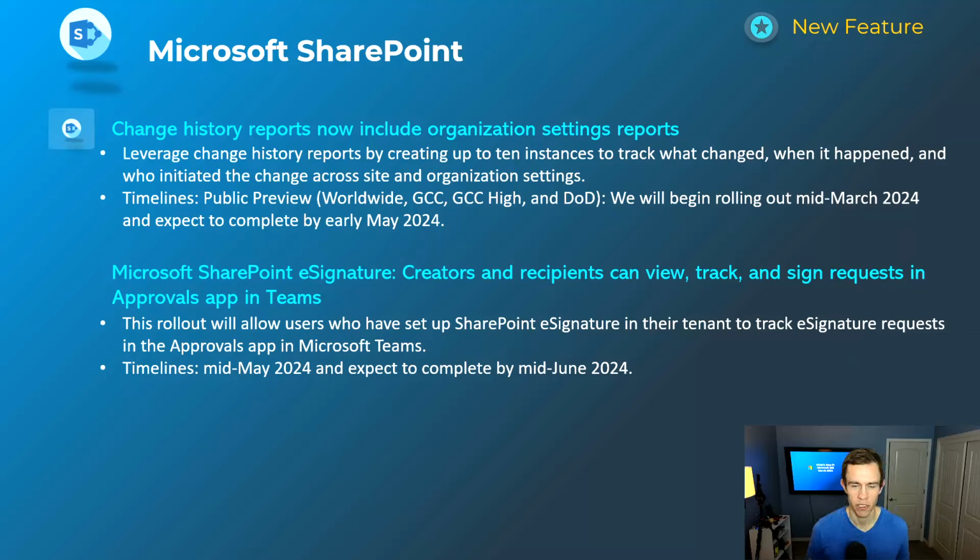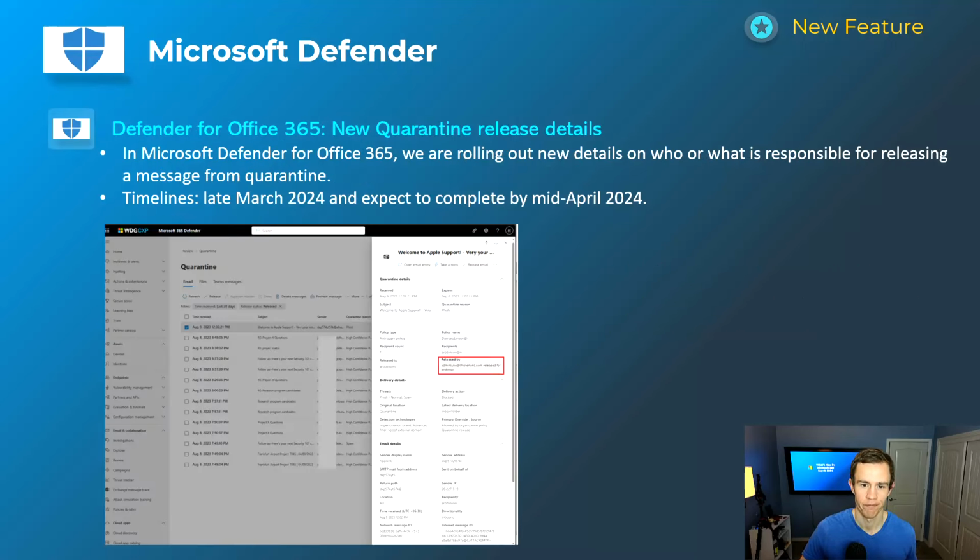And then this other one here, if you didn't already know, I mentioned this in an update video a couple months ago, but SharePoint has their own native e-signature offering now that's outside of something like DocuSign or anything like that. But you can integrate this now with the Approvals app within Teams to basically track and help automate the ability for you to go through that signing process with individuals either internally or external to your organization. This is going to happen mid-May and be complete by mid-June.